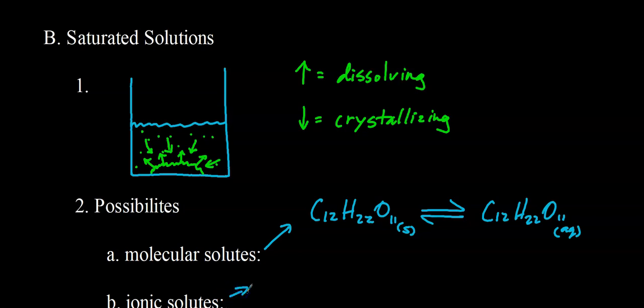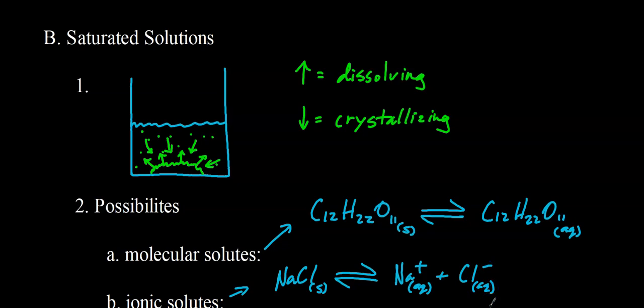How about ionic? Let's say we have a saturated solution of sodium chloride. Again, saturated, so we got a two-way arrow. This is an equilibrium system. This time in solution, we are going to have aqueous ions. And so a little different situation for molecular versus ionic solutes.